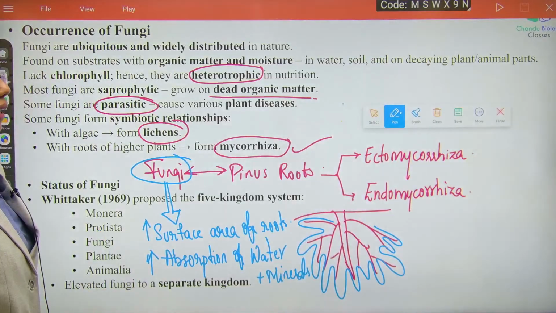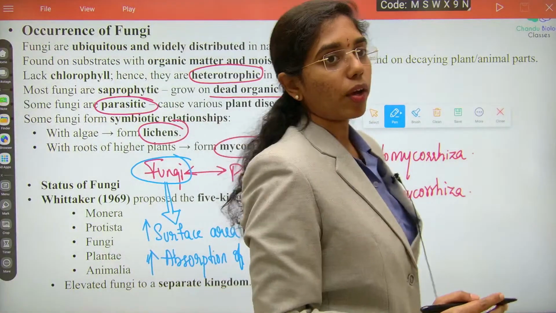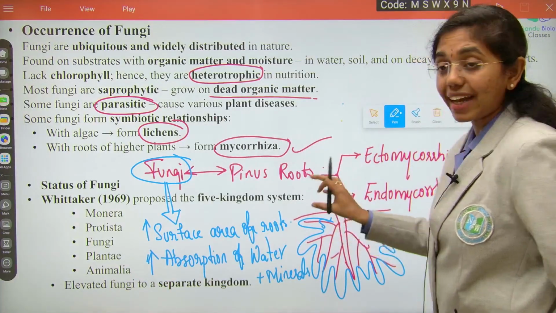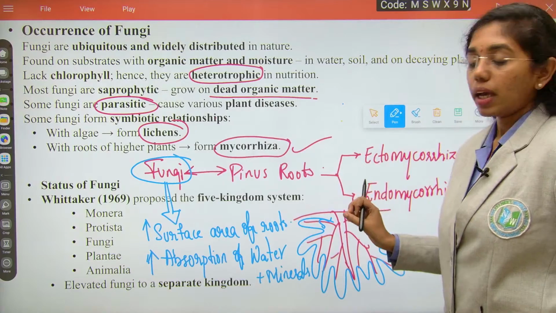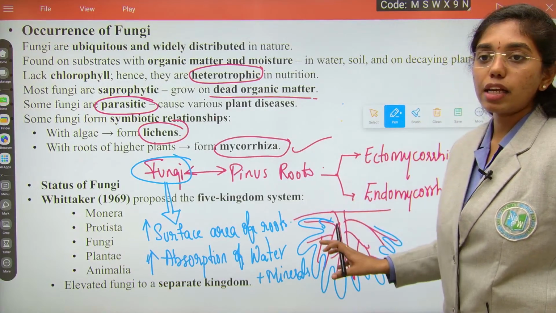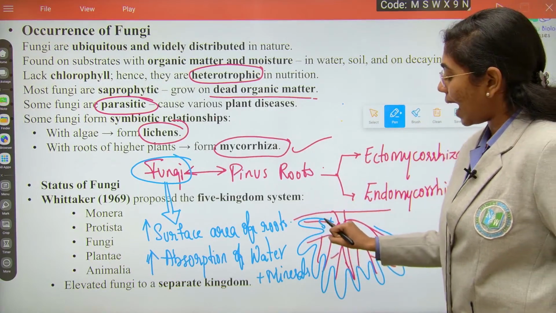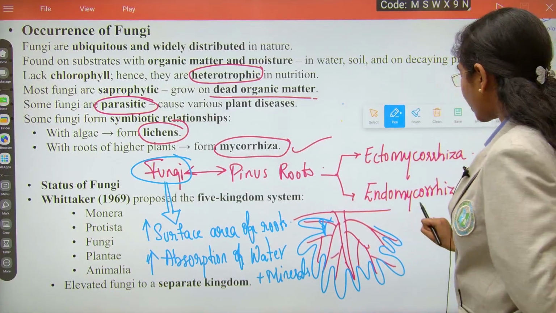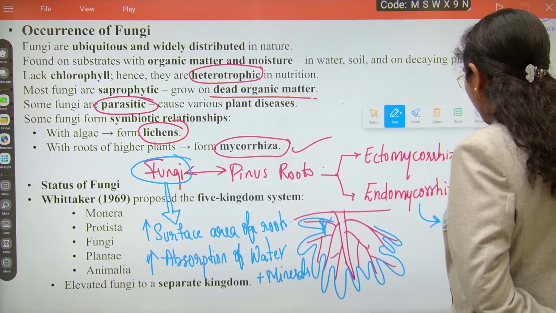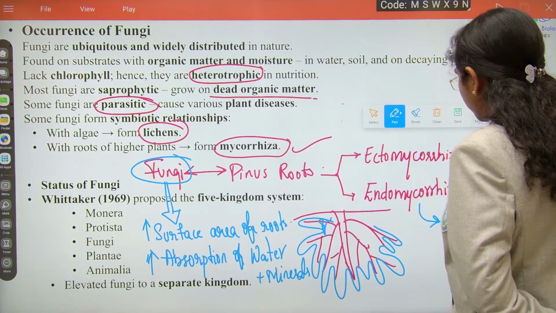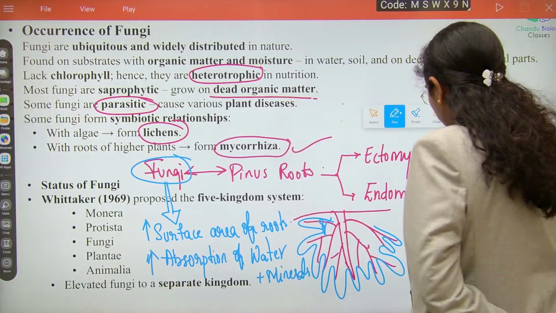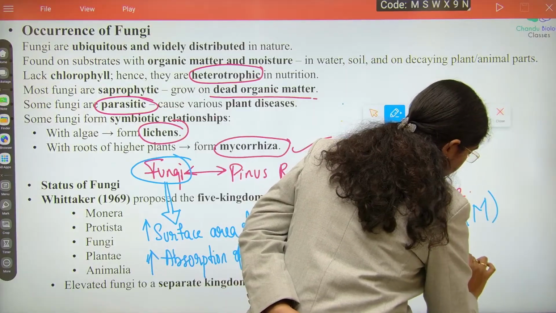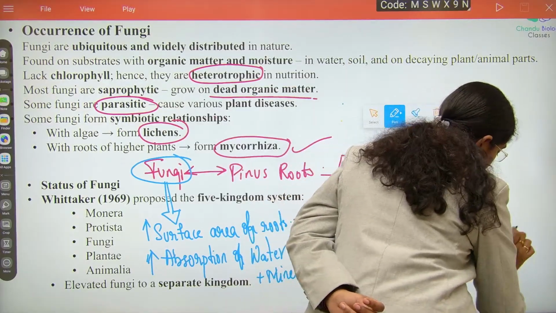And then here you can see ectomycorrhiza. Endomycorrhiza will go into the walls, inside the cytoplasm. The fungal association will go into the cells and build intracellular connections. Such type of mycorrhiza is known as VAM, which is vesicular arbuscular mycorrhiza.